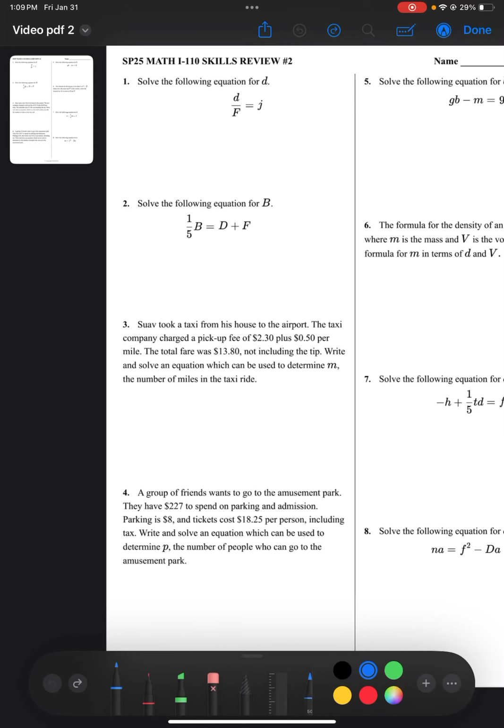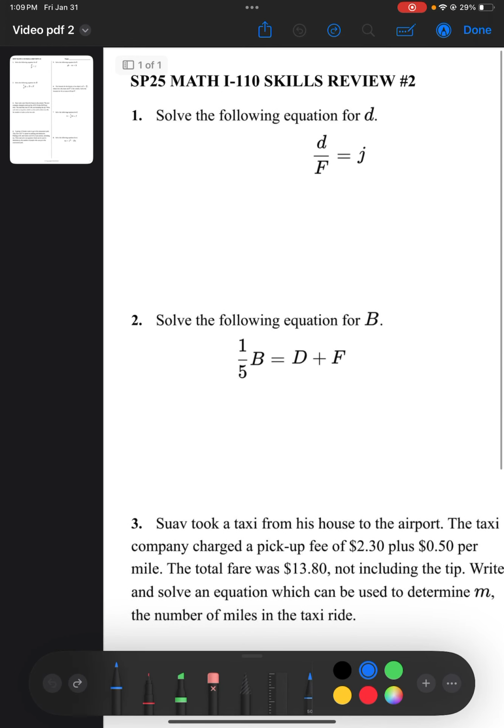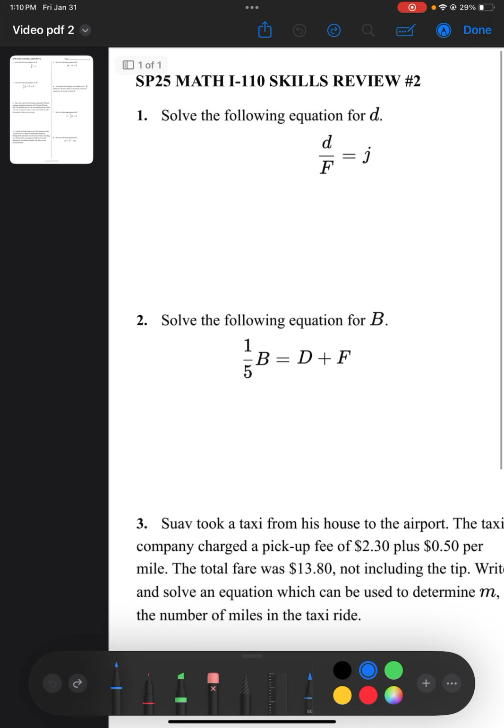This is going to be the video for week 2 of our activities. We can start out at number 1, solving for D. So this is like what we said in class. What you want to do is the opposite of the operation that's happening upon the variable. So D is getting divided by F. To get D by itself, let's multiply by F on both sides.